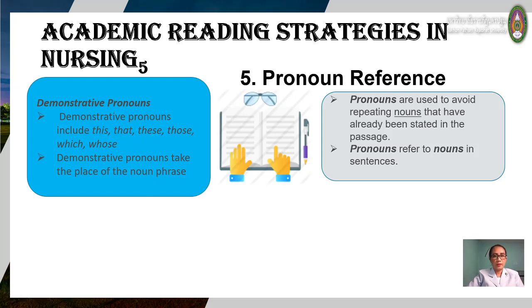Demonstrative pronouns. So let's discuss in detail. Demonstrative pronouns include this, that, these, those, which, and whose. So take note of those signal words or keywords. Demonstrative pronouns take the place of the noun phrase.